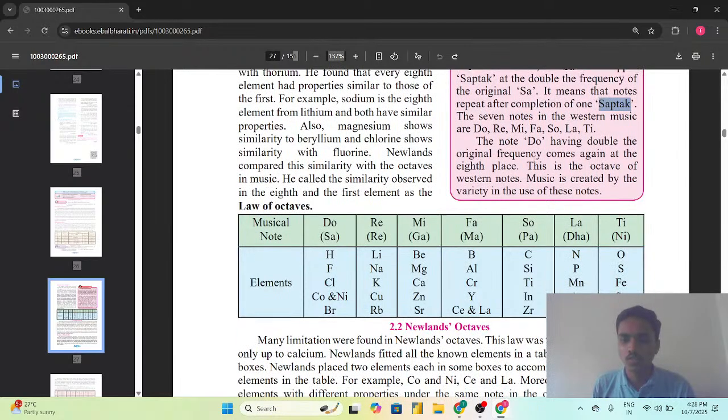The seven notes in the Western music are do, re, mi, fa, so, la, ti. The note, though having double the original frequency, comes again at the eighth place. This is the octave of the Western notes. Music is created by the variety in use of these notes.